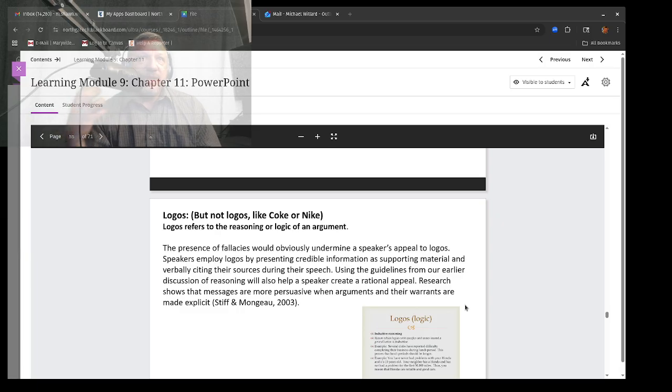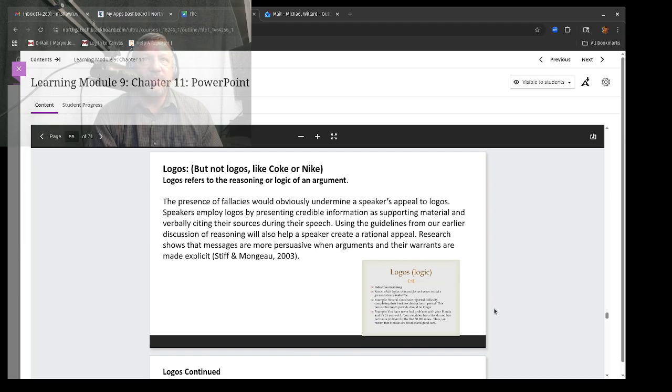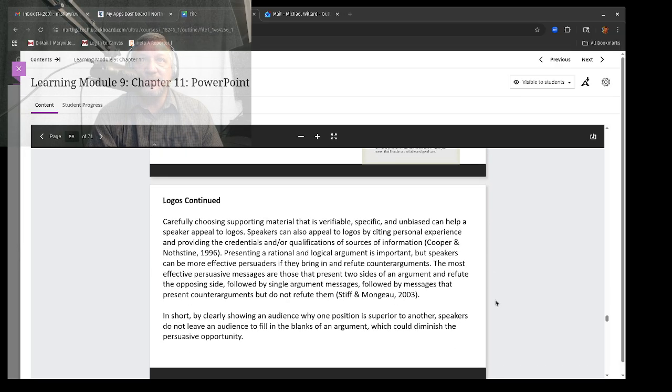Logos, but not logos. Logos, not logos. We're not talking Nike, Coca-Cola. I can teach a class on that, advertising, but we're not. Logos refers to the logic or reasoning of an argument. Meaning we need good information, we need credible information to support our claims. If we do that, people will believe us, or at least start to think to believe us.